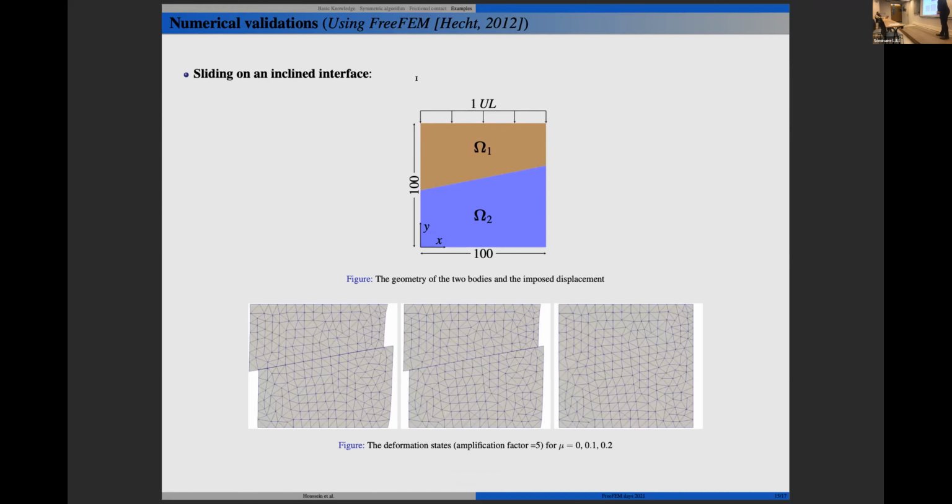We took three friction coefficients. For 0, where we don't have friction, we obtain this slide, and we can see the sliding between the two bodies. For 0.1, we also see frictional sliding, and for a friction coefficient of 0.2, which corresponds to the slope of this contact area, we see that the two bodies stick together and act like one body.